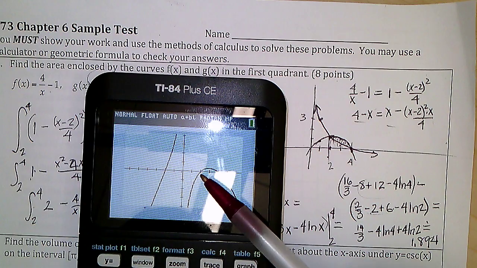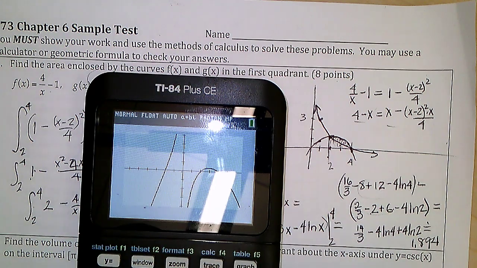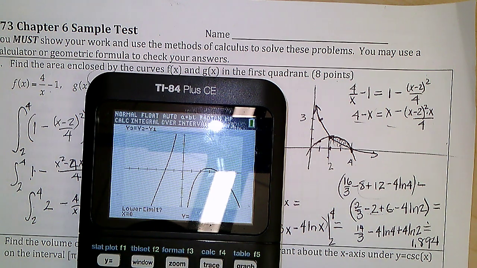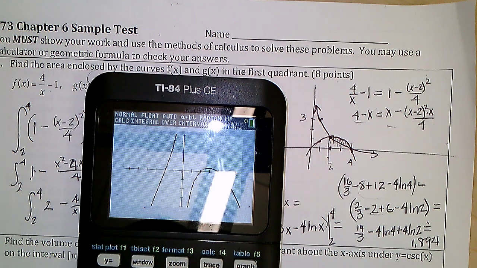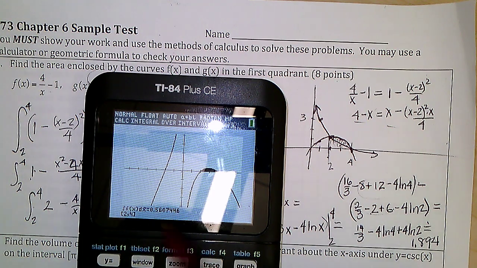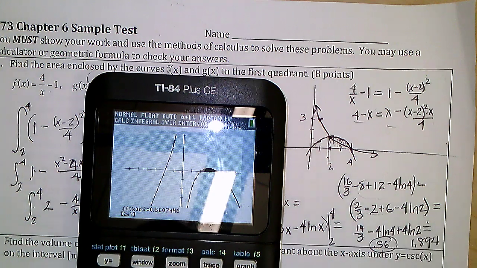And the difference is a positive area between 2 and 4, and I want the area under that. So second, calculate 7, the area between 2, enter, and 4, enter, and it gives me 0.56. So somewhere I've made arithmetic error.